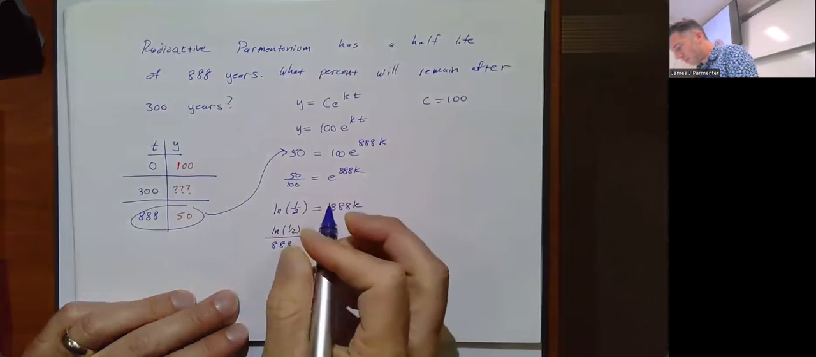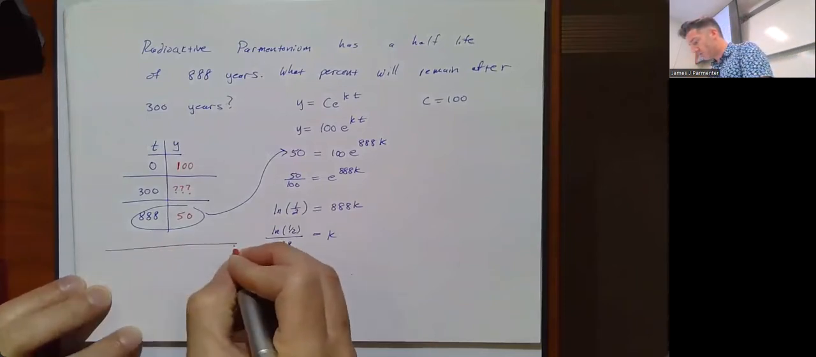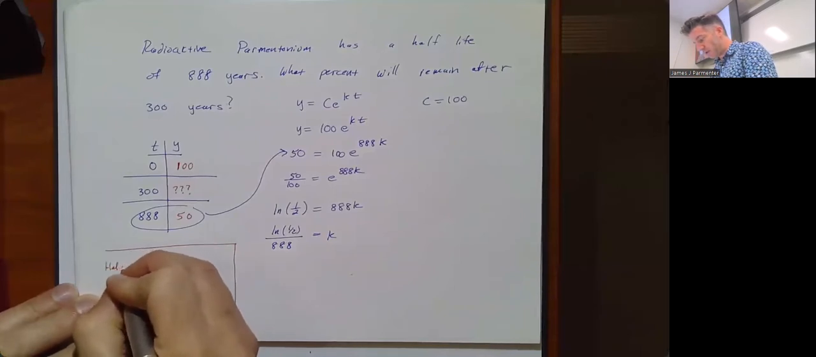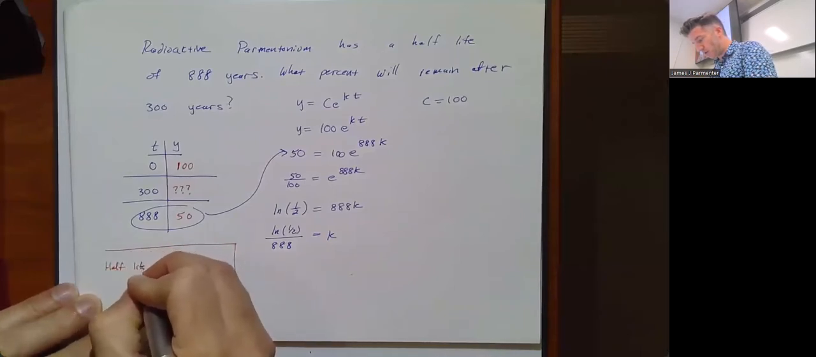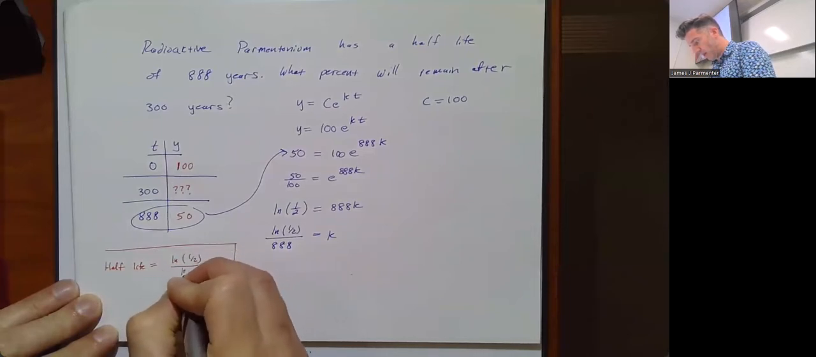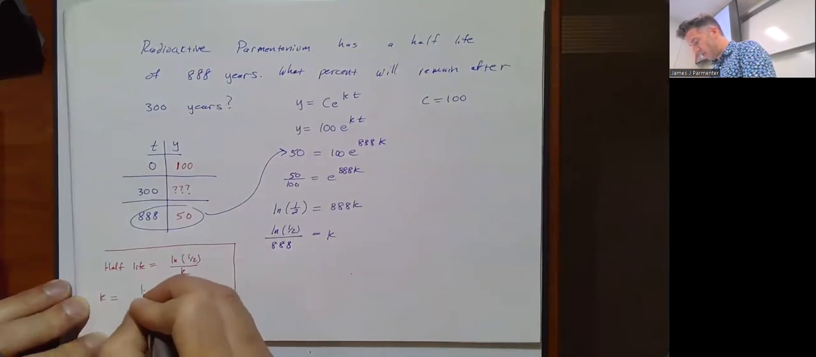If you've ever taken chemistry, you probably recognize that this is how you typically find k if you know the half-life, or the half-life if you know k. Just something worth knowing on the side, although you probably still have to show your work. It is true that the half-life is always going to equal the natural log of 1/2 divided by k. Or alternatively, k is always going to equal the natural log of 1/2 divided by the half-life.